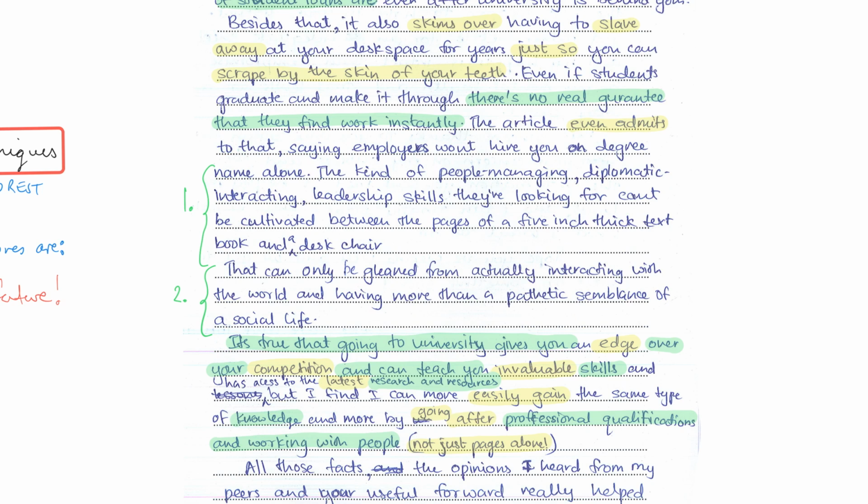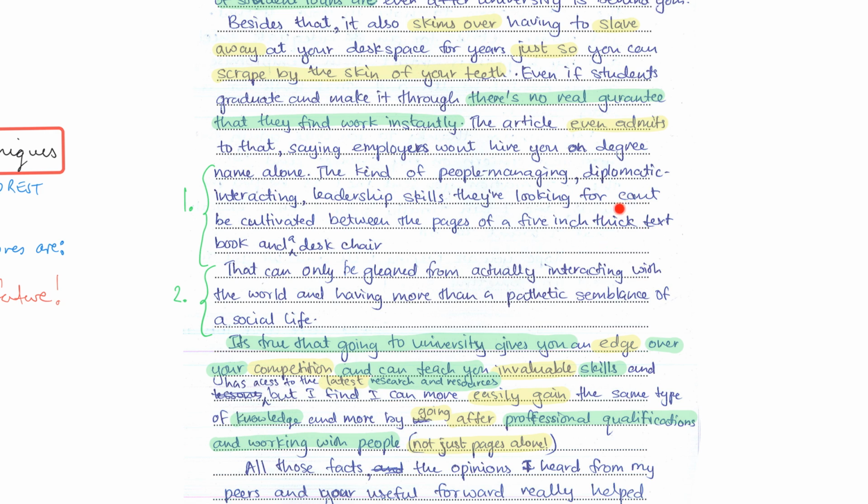I told you that I want you to be able to use contrast, and by flicking between logic and emotions, you're automatically using a kind of contrast. But now let's look at this, which is in many ways the standout part of the writing. So the article even admits to that, saying employers won't hire you on degree name alone. The kind of people managing, diplomatic, interacting, leadership skills they're looking for can't be cultivated.